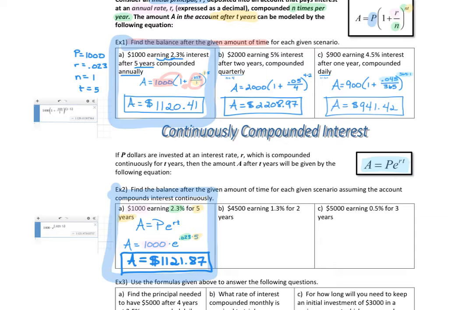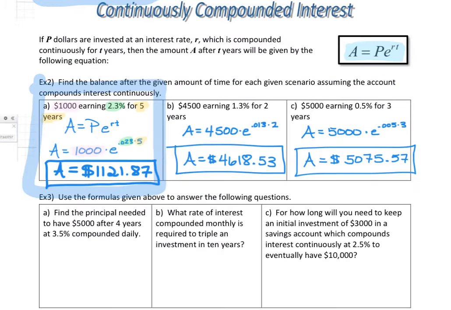Pause the video. Again, I don't have a little pause button, but pause the video and I'll be back in a second to give you the answers. So here are your answers for 2B and 2C. Take a moment, check your substitutions, make sure that you know how to type all of this into the calculator. And I'm going to move on to number 3.